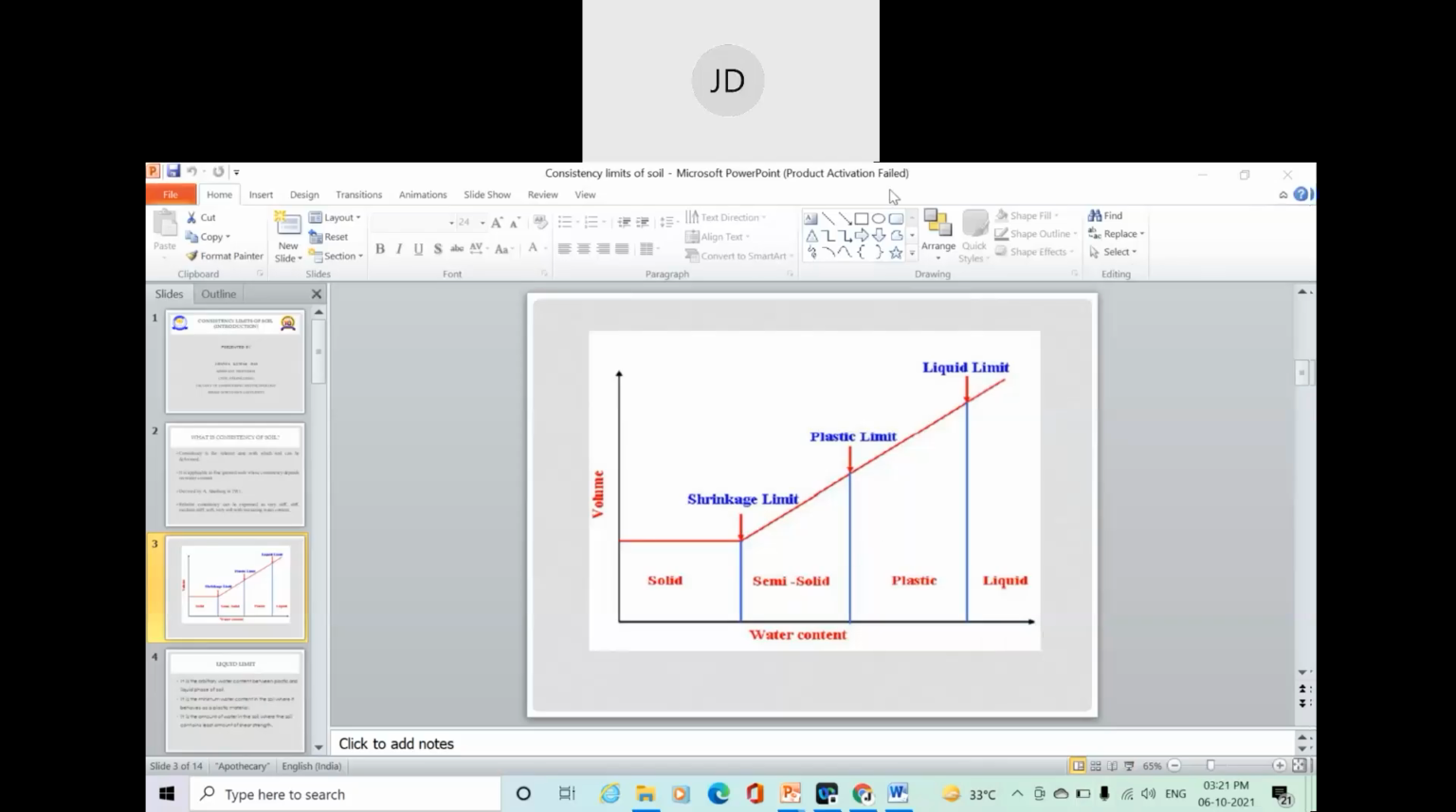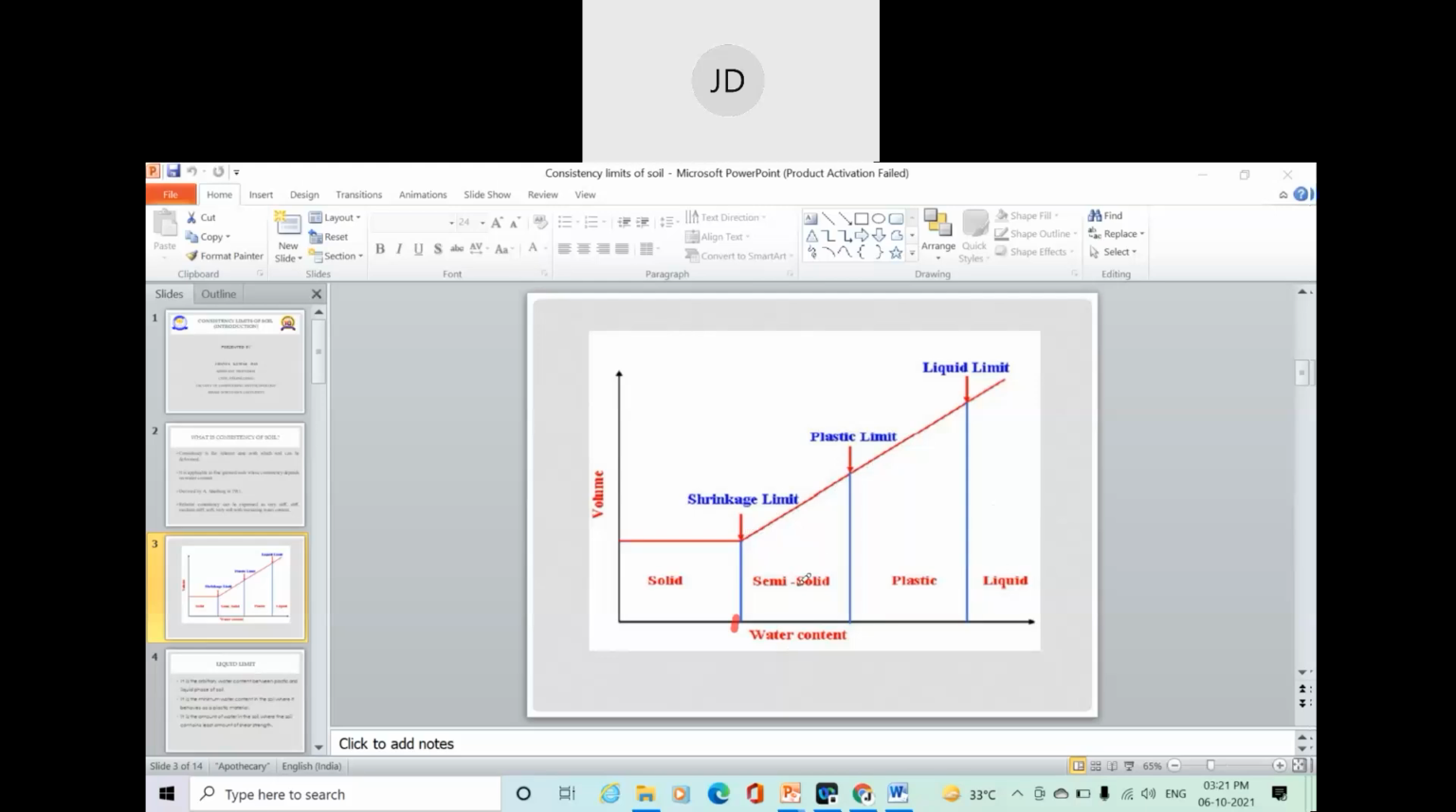Okay, I'm talking about this. So if you go up to this point, you can see the total volume of the soil is not increasing. That means the water, whatever water we are adding in the dry soil, only fills up the voids. But whenever we increase more than this point, the volume of the soil increases. Again it goes on increasing. That means the total volume of the soil increases with increasing water content.